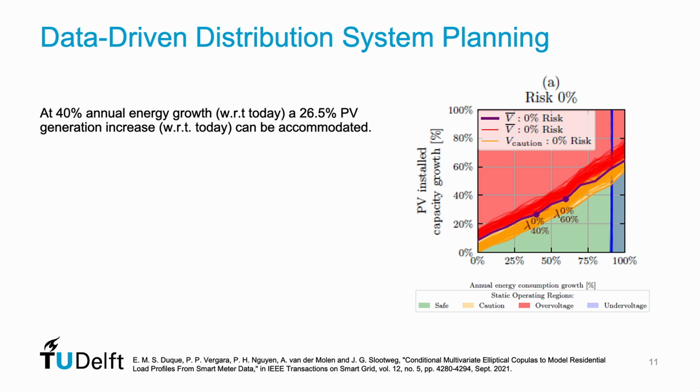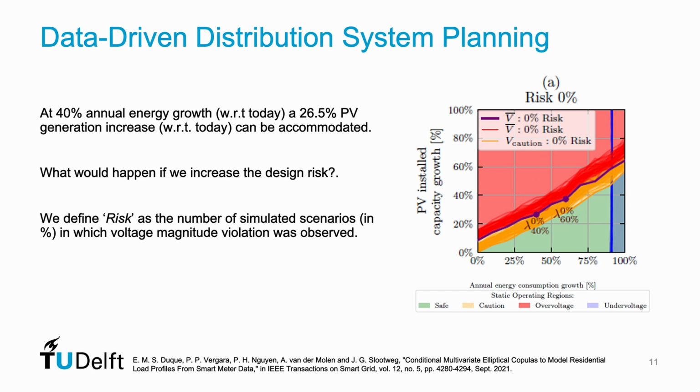As you can see in the figure, at 40% annual energy growth rate relative to today, the system can accommodate a 26.5% increase in PV generation without violating voltage magnitude constraints. However, if we exceed this limit, voltage violations will likely occur. This raises an important question. What happens if we increase the design risk? In this context, we define risk as the percentage of simulated scenarios in which voltage magnitude violations are observed.